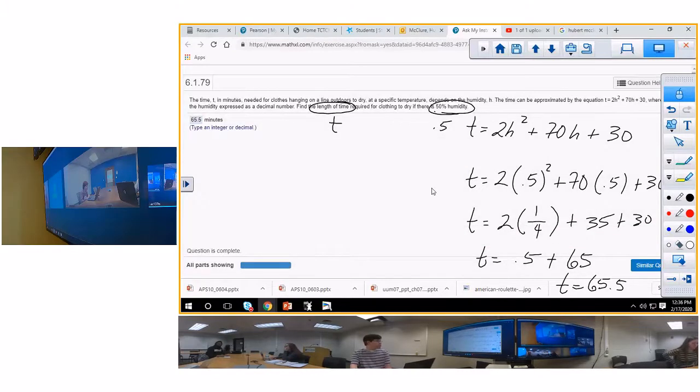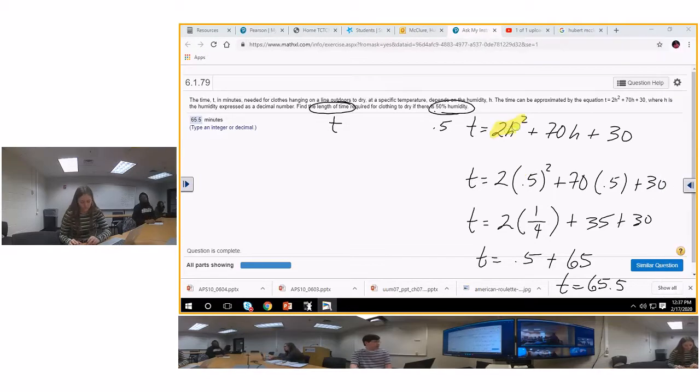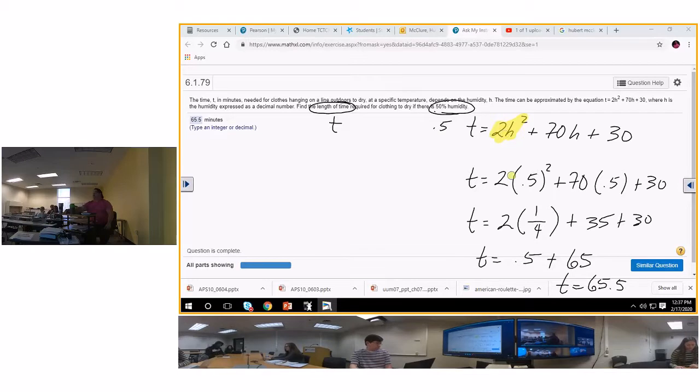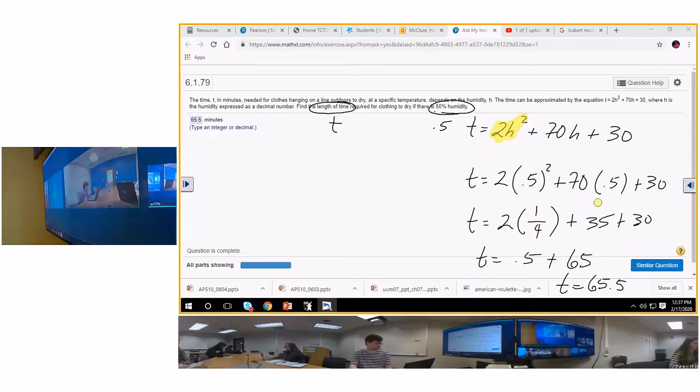And I can tell you where people mess this problem up. Anybody want to take a guess? Right there. They put that decimal in there, and they just go bonkers. The easiest thing to do is put 1/2. What's 1/2 times 1/2? 1/4. You don't have to use a calculator for this problem. Okay?